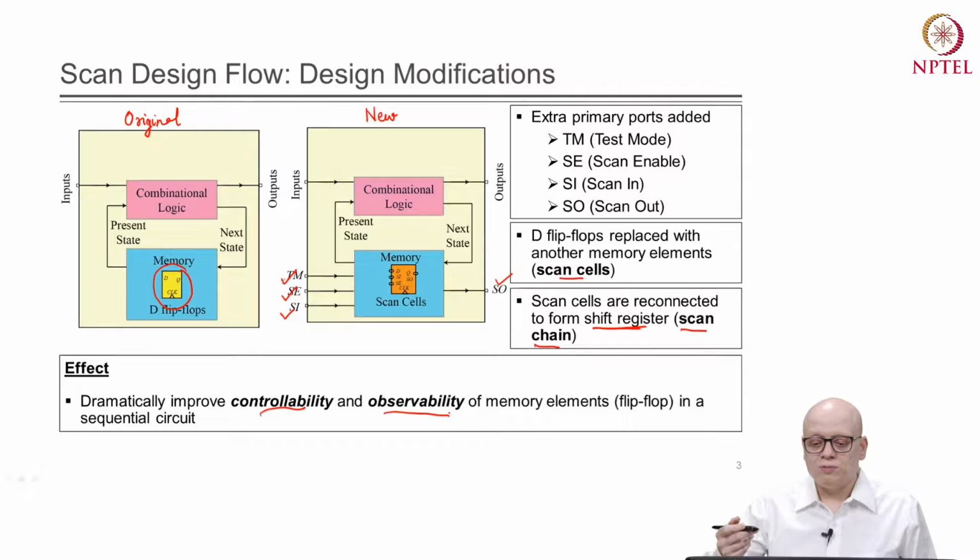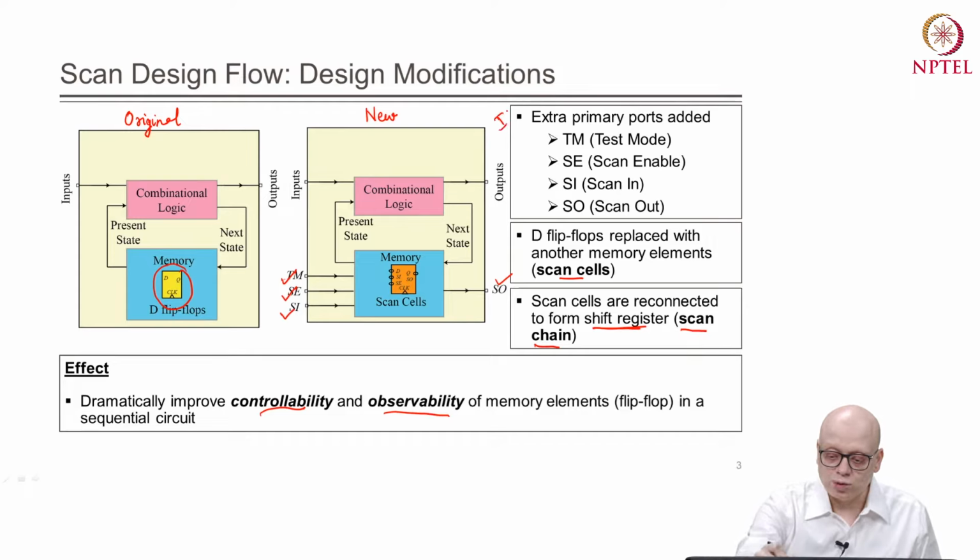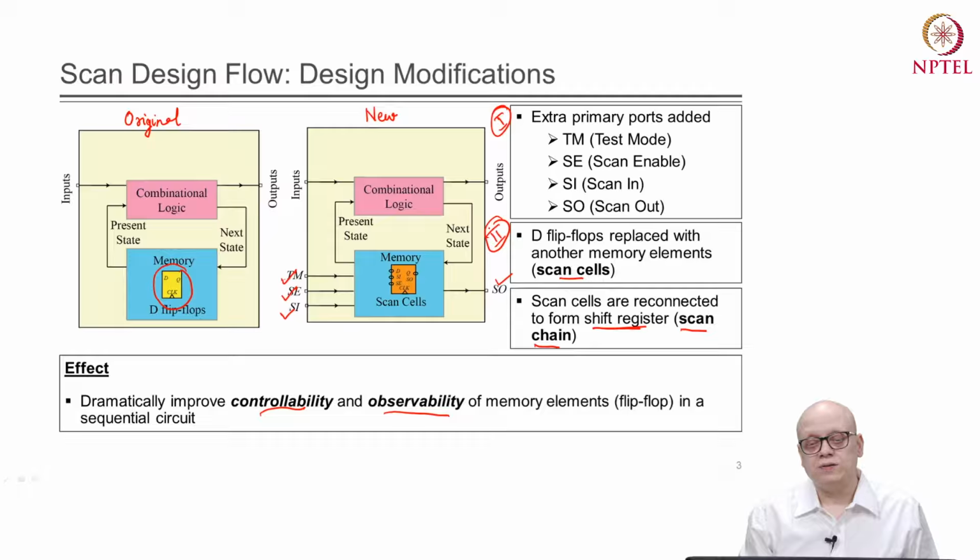Now, these are three major changes or modifications that are done in a design to implement scan design flow. First, to add the ports, the second, replacement of the D flip flops with the scan cells, and then connecting them to form the scan chains. Now we will look into all these three modifications in more detail.